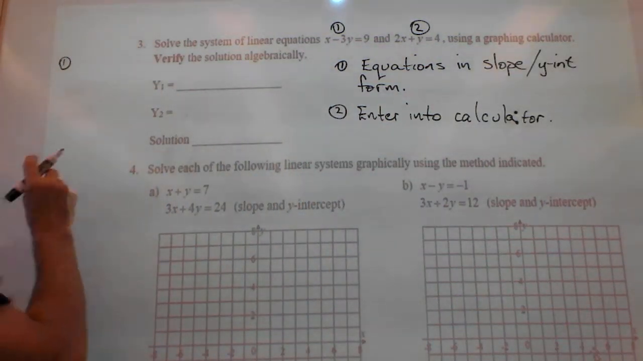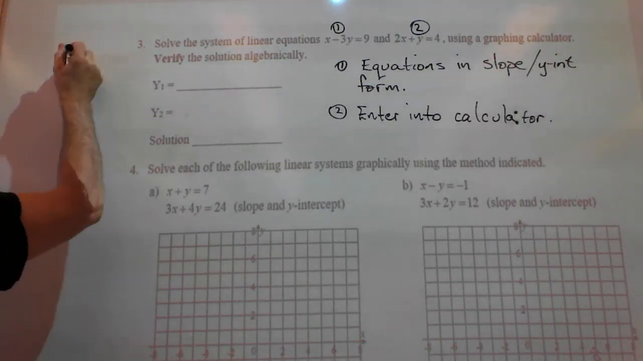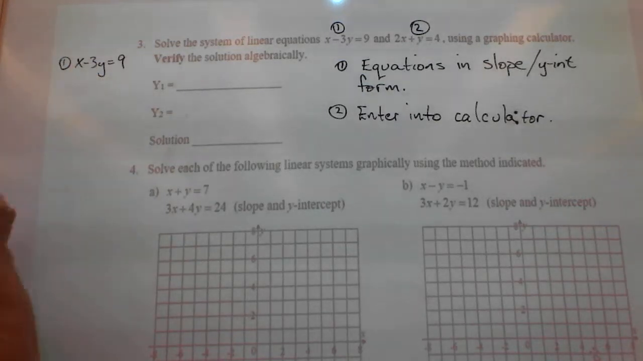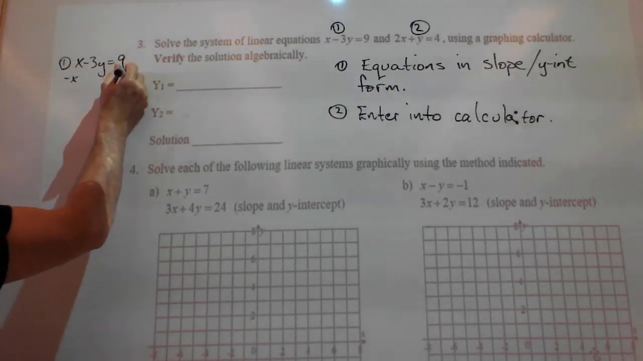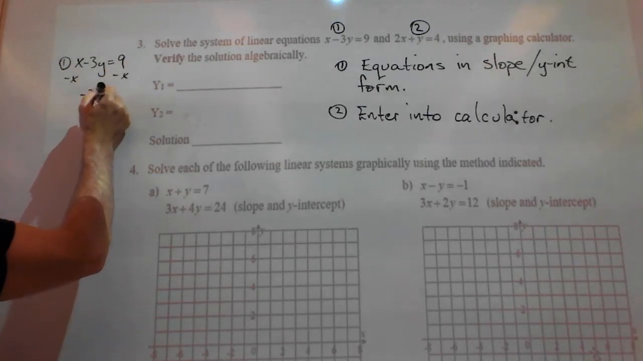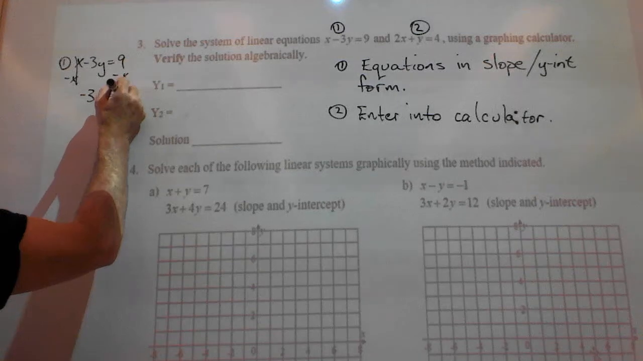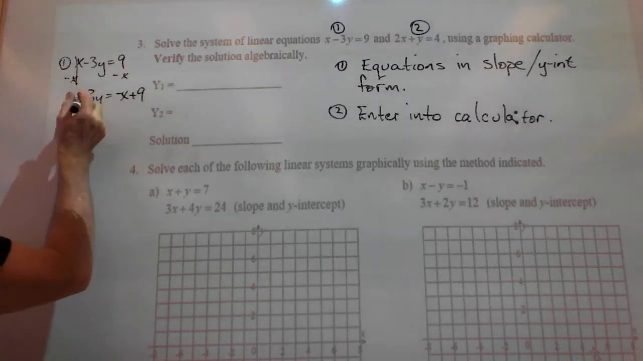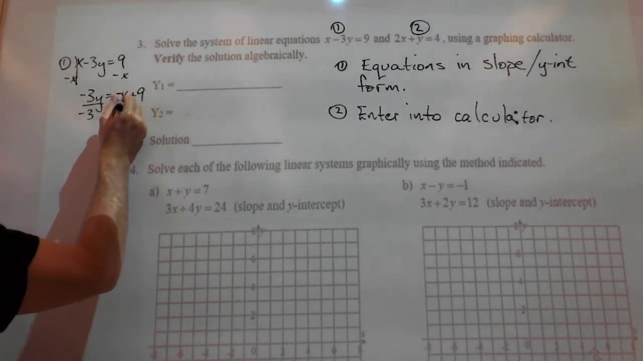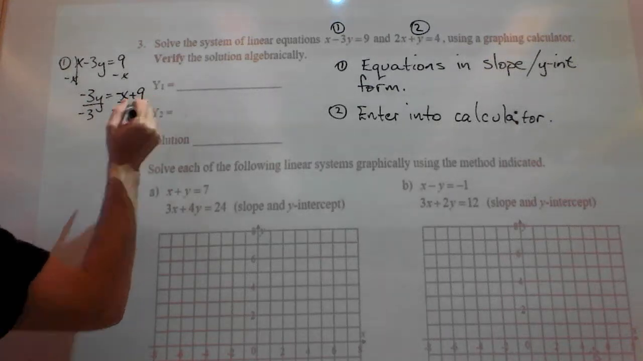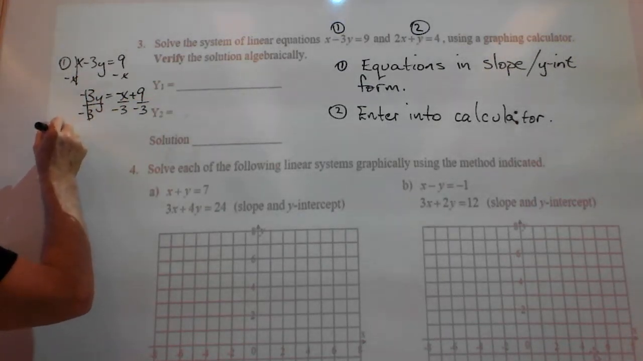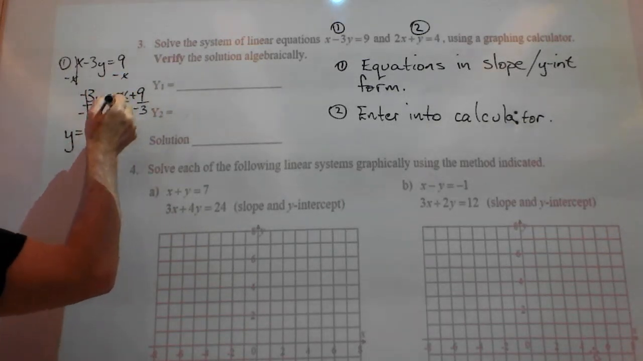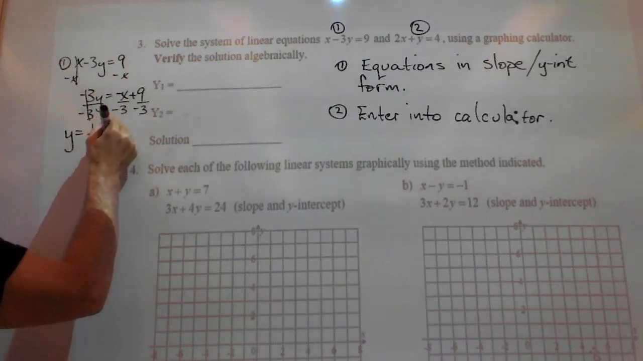Okay, so equation 1 is x minus 3y equals 9. We have to isolate y, so that means we're going to subtract x from both sides, giving us minus 3y equals negative x plus 9. And then we have to get rid of the negative 3. So we divide each term by negative 3, leaving us with y equals negative x divided by negative 3 will give us a positive result, 1/3 x.